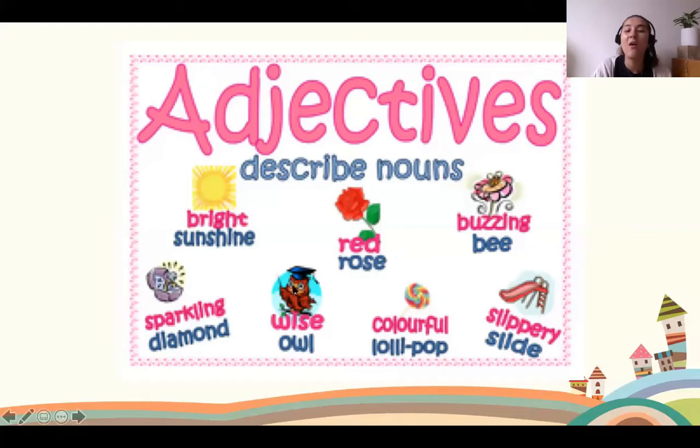Here we have a wise owl. The owl is the noun. It is an animal, so it is a thing, and wise is describing the personality of this owl. Here we have a lollipop. A lollipop is a noun. It's a piece of candy, and the word colorful is describing its look. And last but not least, we have a slide. Here we have the adjective slippery to describe what the slide is like.